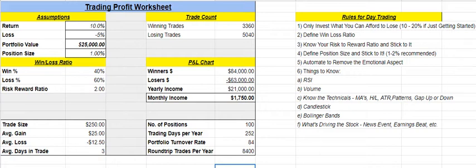So number one rule, only invest what you can afford to lose, right? If you're just getting started, say maybe you have some savings. One of the big rules here, the SEC requires that you have at least $25,000 to be a day trader. So I'm going to assume that you have $25,000 in this example. If you're just getting started, maybe you try using 10-20% to start to test these strategies, right?